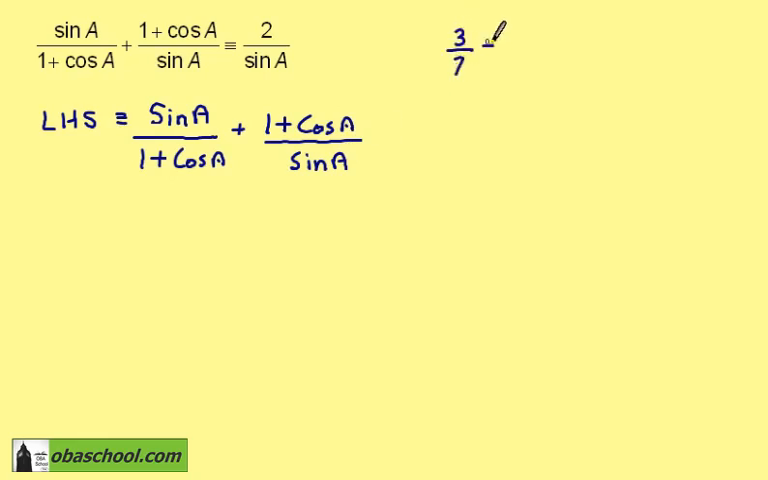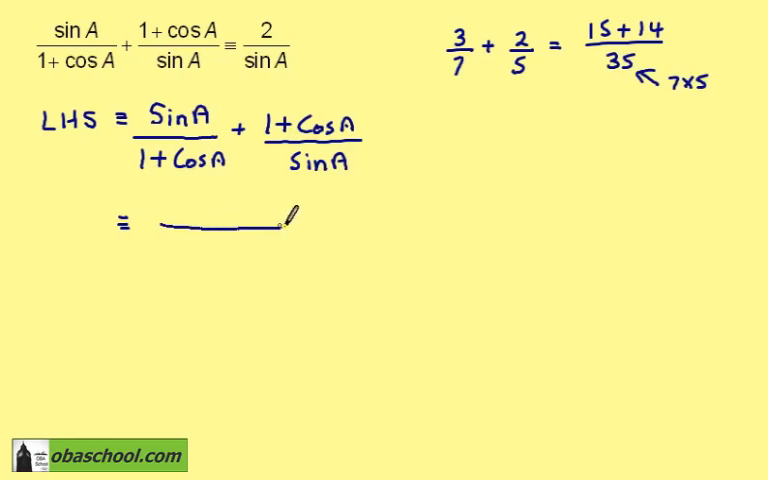If we had a numerical example such as 3/7 plus 2/5, then we'd take a common denominator of 35, since this is 7 times 5. The 3 would then get multiplied by this 5, and the 2 by this 7. We're going to do the same thing here. The common denominator will be sin A times 1 plus cos A.